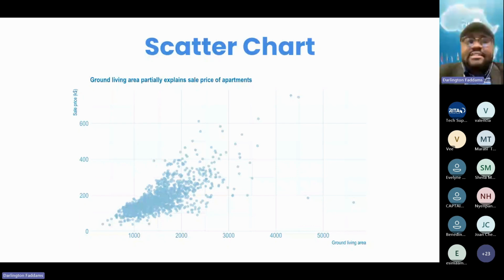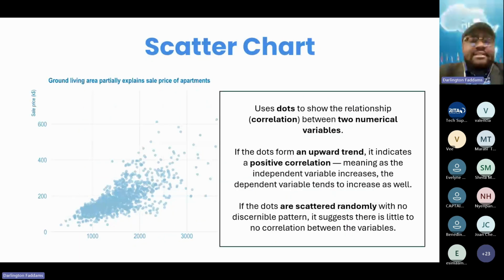This type of chart uses dots to show the relationship, or what is called a correlation, between two numerical values. Sometimes we call it the XY scatter chart. And what it means is that there are two numerical values, and we are checking their relationships, how one value affects the other.